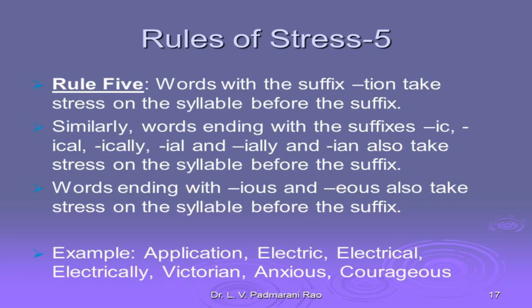That is the rule. The rule is also extended to the words that are ending with IOUS and EOUS. They also take the stress on the syllable before the suffix. So rule number 5 is a combination of 3 rules. Number 1, the words that are ending with TION will take up the stress on the syllable before the suffix. Number 2, the words that are ending with ic, ical, ically, ial, ially, ian will take the stress on the syllable before the suffix. And number 3, the words that are ending with IOUS and EOUS will take the stress on the syllable before the suffix. Look at the examples that are given below.